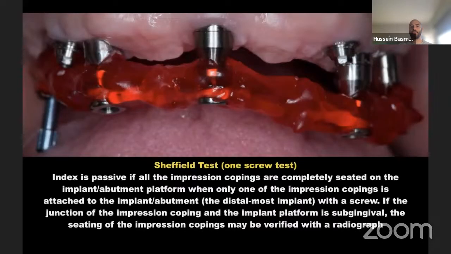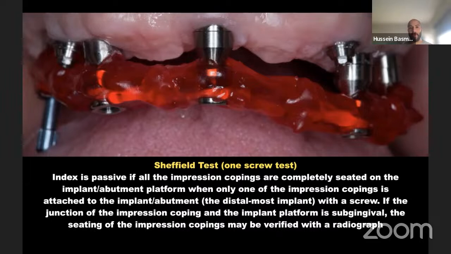I like to use more than one, or I like to combine these methods just to make sure I'm very accurate. So basically, let me show you an example of the passive fit. If you look at this case right here, I placed one cover screw on one side, or I was able to screw this impression coping on one side, and see how it's open on the other side. Why?